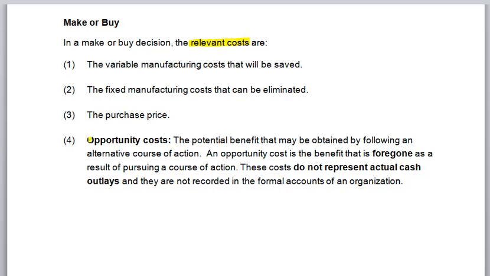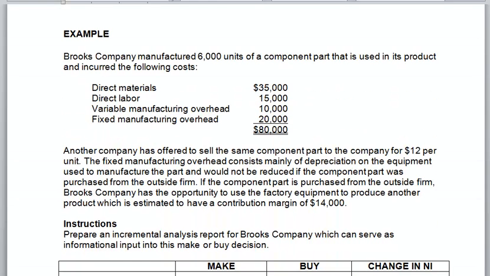And then we have a new cost here called opportunity costs. That's the potential benefit that is obtained by following an alternative course of action. The opportunity cost is a benefit that is foregone as a result of pursuing a course of action. These costs do not represent actual cash outlays. Now, the best way to show you about opportunity costs is to actually do it in an example. So let's look at our example here.